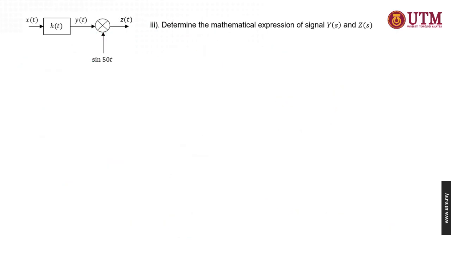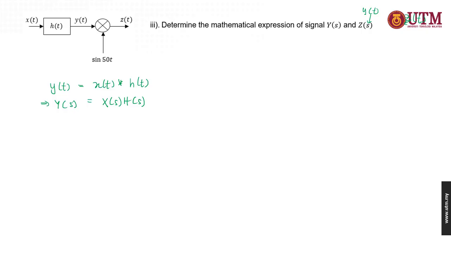Okay, let's move on to the third part of the question: determine the mathematical expression of signals Y(s) and Z(s). You need to work out the operations involved from the figure. Y(s) you get from y(t), so you need to identify what is y(t) and also z(t). y(t) equals x(t) convolved with h(t). Refer to the tables: when there's convolution in the time domain, in the s domain it will be multiplication of both X(s) and H(s). So Y(s) equals X(s) multiplied with H(s).